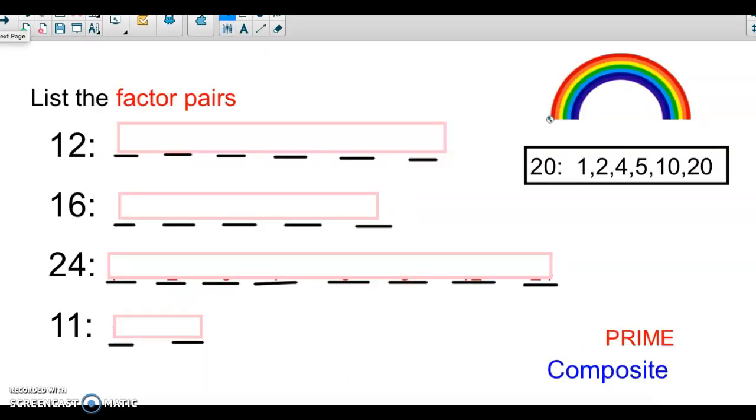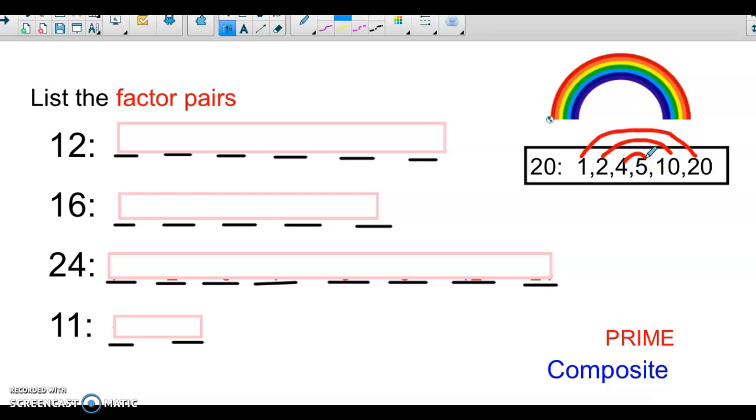Now we're going to do a warm-up. I'm going to have you list the factor pairs of these numbers. Let me show you an example first. Here's 20, and I've listed the factor pairs. I always think of a factor rainbow because I usually write 1 and 20 first and then go in sequential order. So 1 times 20 is 20, 2 times 10 is 20, and 4 times 5 is 20. So you've probably seen that before.